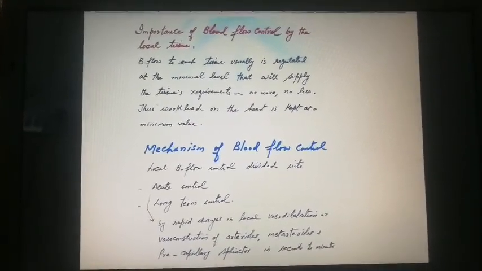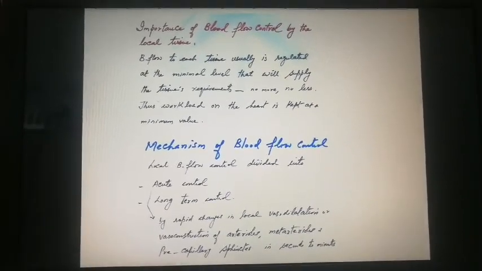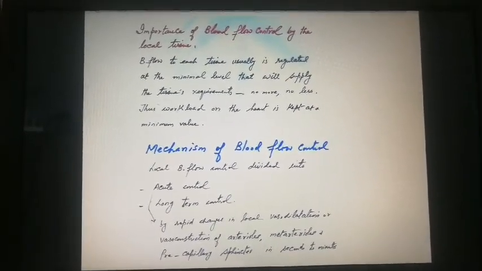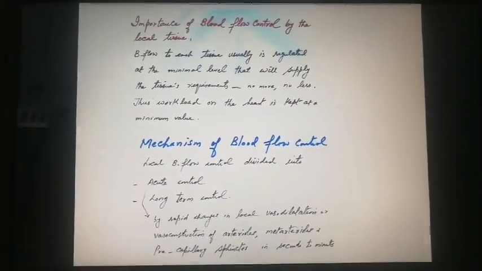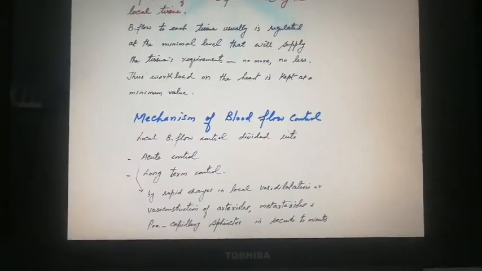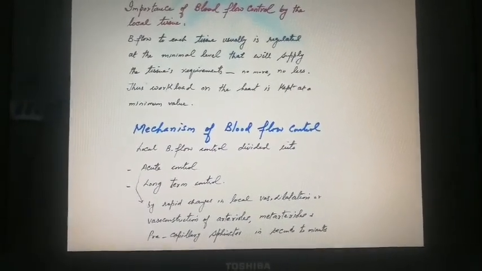So thus the workload on the heart is kept at minimum value. So there is no effect on the workload on the heart. And now the mechanism of blood flow control. Local blood flow control is divided into acute control and long-term control, as I have told you.